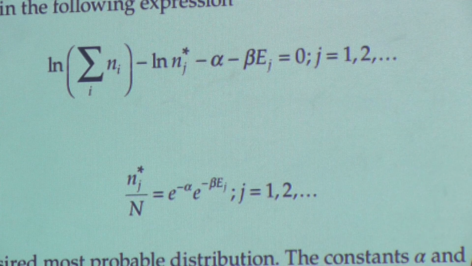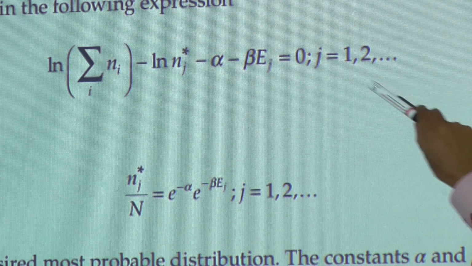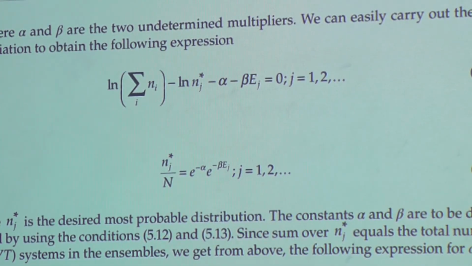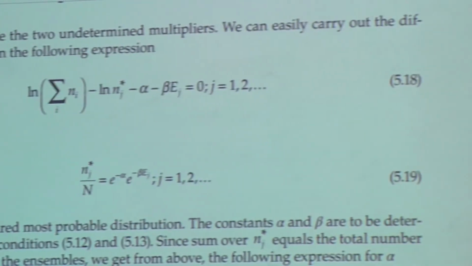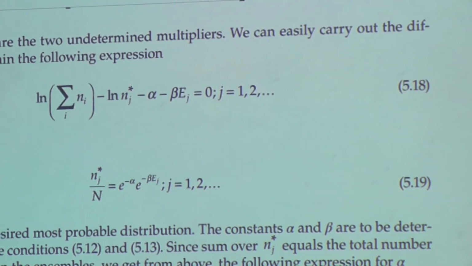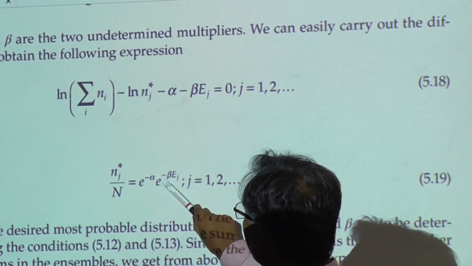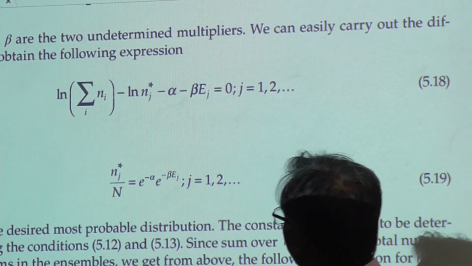Wow, this is becoming thinner. So 5.18 is... from this one, just exponentiating, I get this quantity 5.19. Now I have still not determined. So I have got my distribution, but in terms of my two undetermined coefficients.